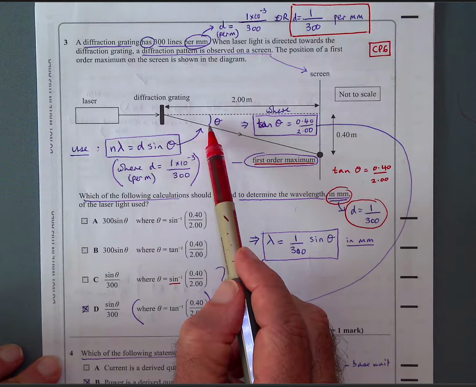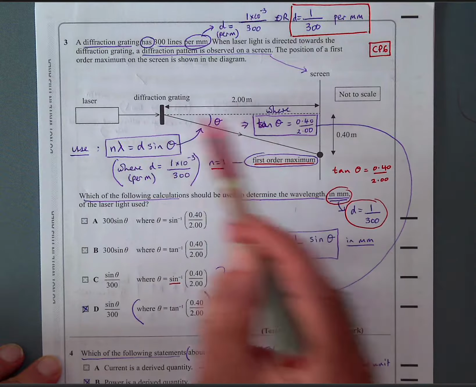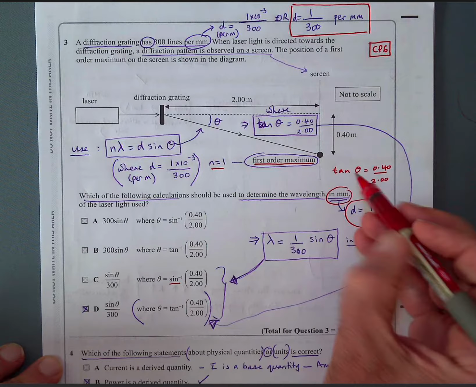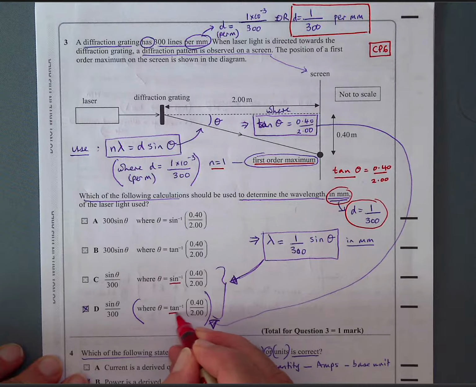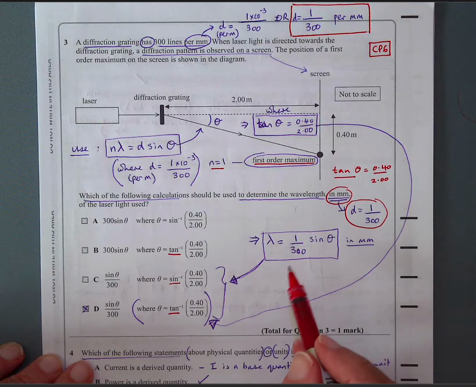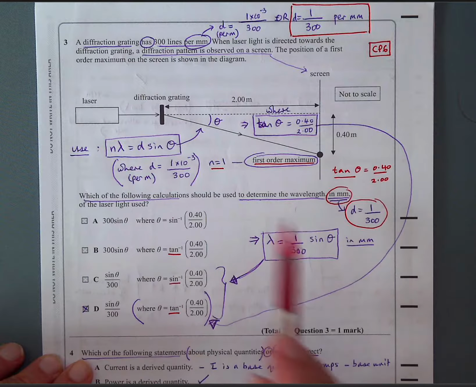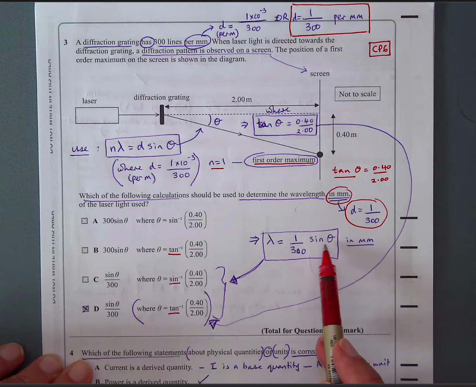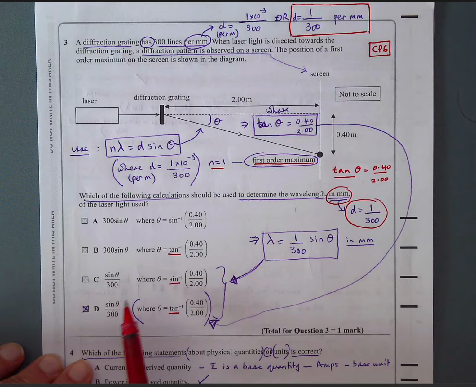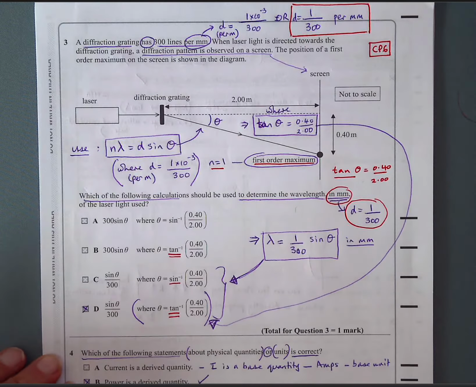Using trigonometry, you can work out theta. Tan theta would be 0.4/2, so 0.4 opposite over the adjacent side of the right-angled triangle. So you know how to work out theta. It's using tan. That means one of the answers must have tan in it, where theta is the correct way up. So it can only be B or D. Then if you put the numbers in, n is equal to 1 because it's the first order maximum. Lambda we want to work out. d is 1/300, and sine theta is in the equation. So we're looking for sine theta at the top, 300 at the bottom. That means it has to be C or D. Can't be C, therefore it has to be D, because of what we said before. You need to work out the angle using tan.